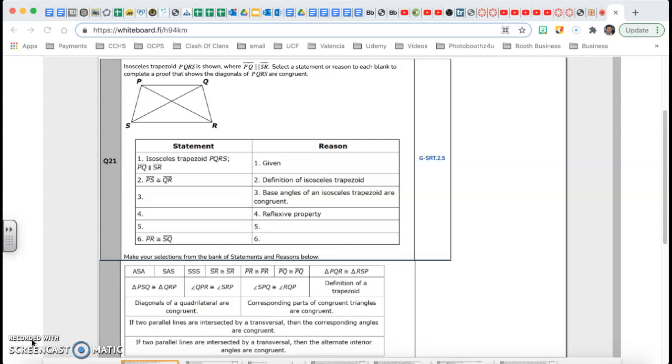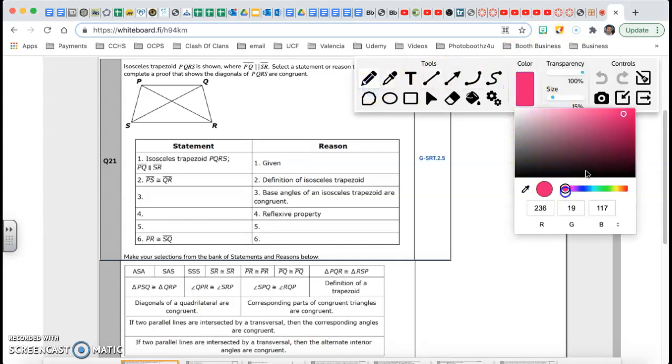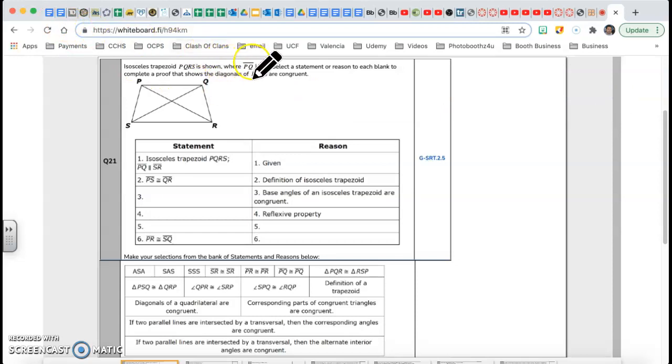Okay, let's tackle problem number 21. First of all, let's read. It says isosceles trapezoid PQRS is shown, where PQ is parallel to SR. Those two lines mean parallel lines, so we put that information right away. We put one arrow, that means they're parallel. Select a statement or reason for each blank to complete a proof that shows the diagonals are congruent, so we need to prove that SQ is congruent to QR.